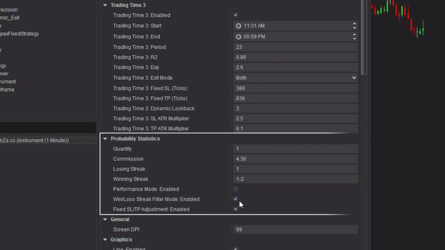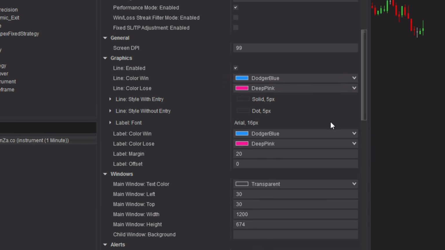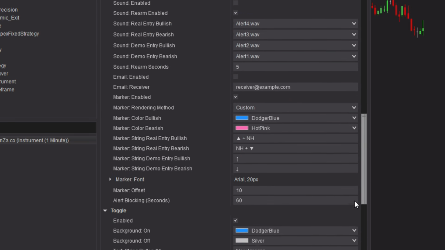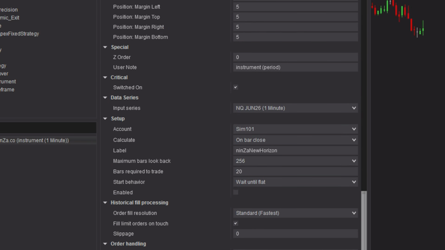Next, we won't apply any probability filters in the system to ensure the results we achieve are as realistic as possible, with no selection or adjustments made. Finally, we'll activate the strategy and click OK to get the system running.